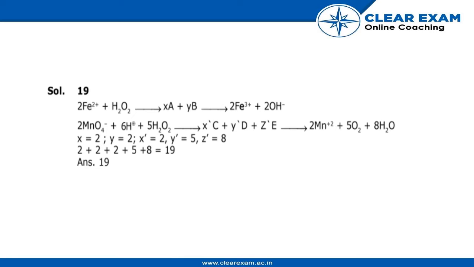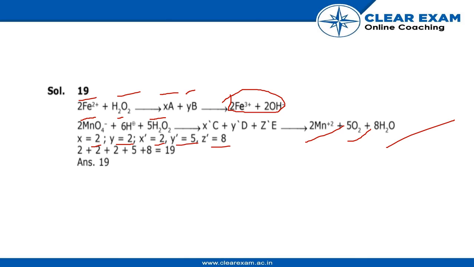On completing the given reaction, we will get 2Fe2+ + H2O2 gives us 2Fe3+ + 2OH-. And in the second one we'll get 2MnO4- + 6H+ + 5H2O2 gives us 2Mn2+ + 5O2 + 8H2O. Here x is equal to 2, y is equal to 2, x dash is equal to 2, y dash is equal to 5 and z dash is equal to 8.